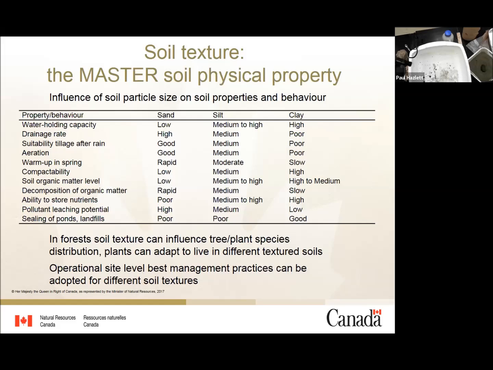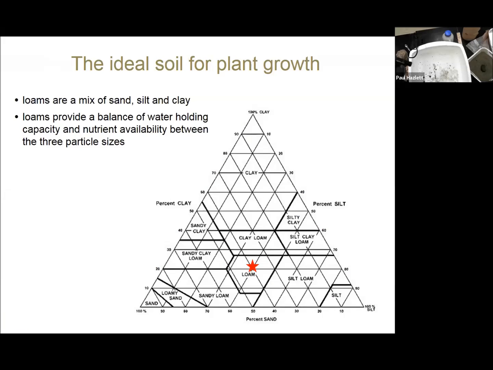So again, just to say, texture is really important. It's really important to many different properties within soil. A question I often get, and I'm coming back to the whole loam idea again, is what's the ideal soil for plant growth? It's really this idea of the loam, a mixture of the amount of sand, silt, and clay. The loam can provide a balance between the water holding capacity of the clays and the nutrient availabilities of the clays and the drainage abilities of the sands. So star in the middle for the loam there.